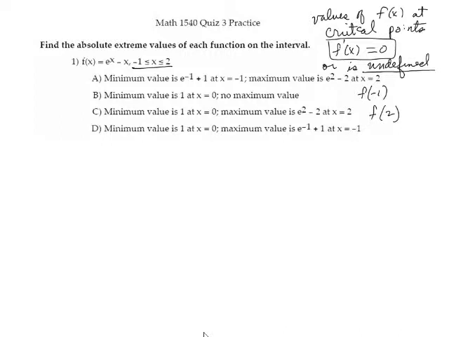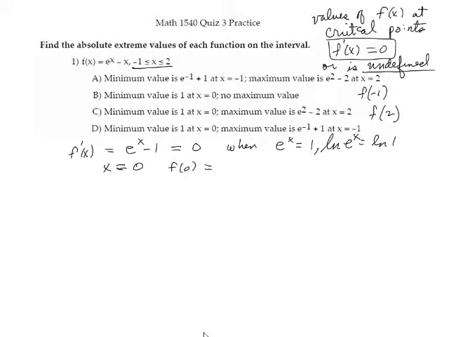So let's first of all look at f prime of x, and that is equal to e to the x minus 1. Notice that it's equal to 0 when e to the x is equal to 1. Solving this equation by taking the natural logarithm of each side, we take ln of e to the x equal ln of 1. So x is equal to ln of 1, which is 0. So x equals 0, and f of 0 equals e to the 0 minus 0 equals 1. The critical value is 0 and 1.